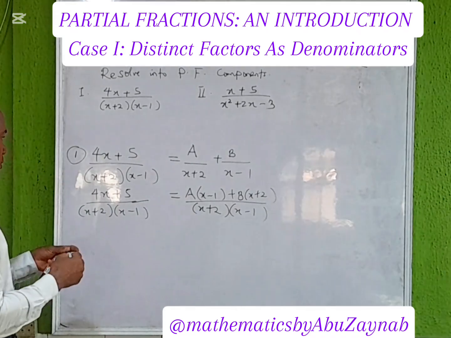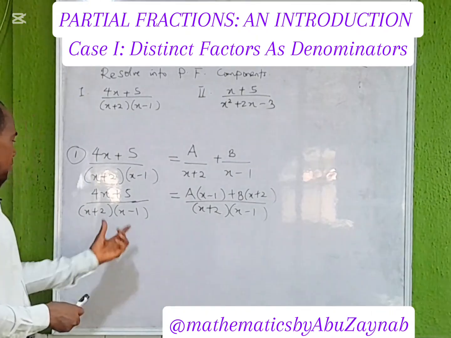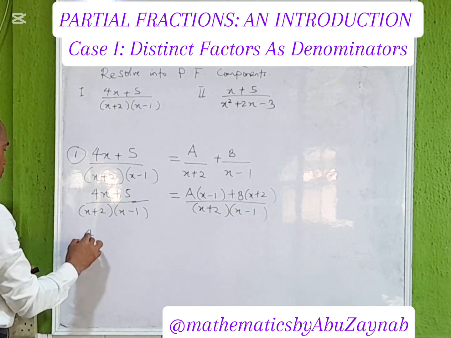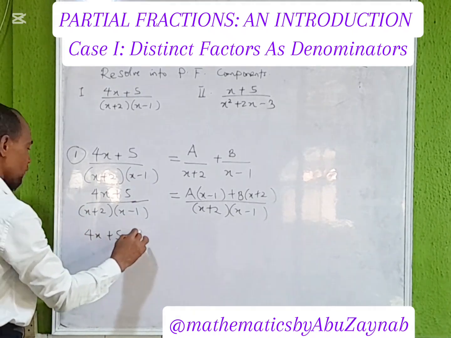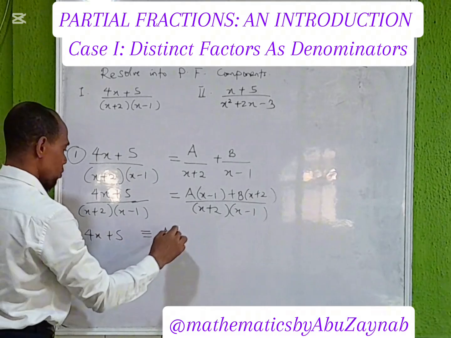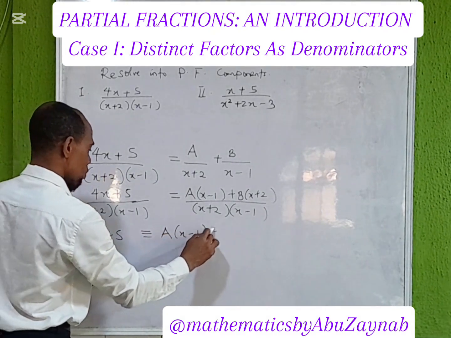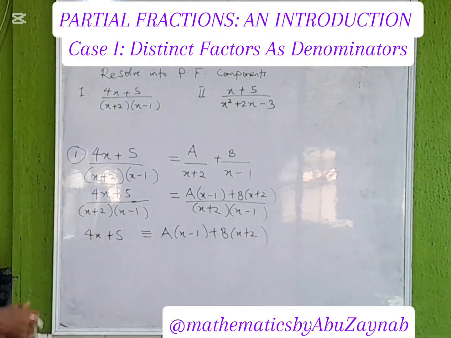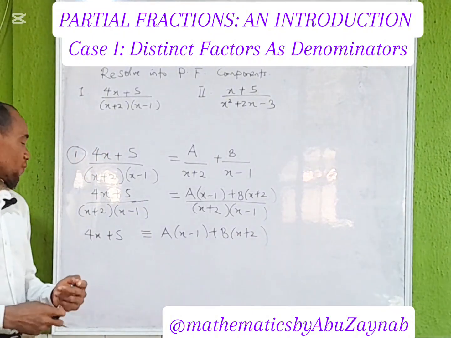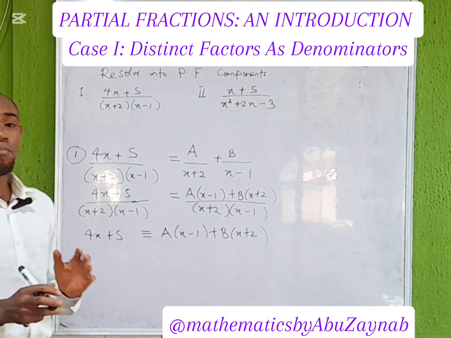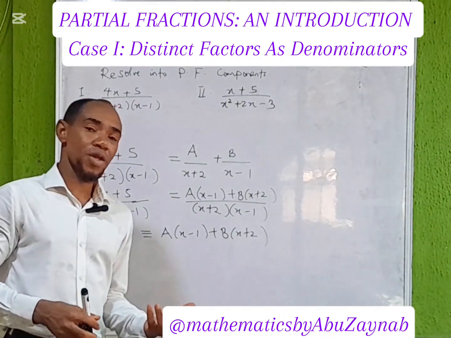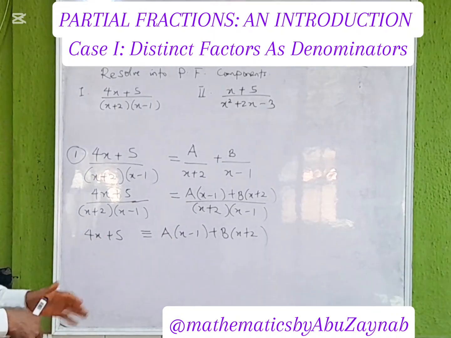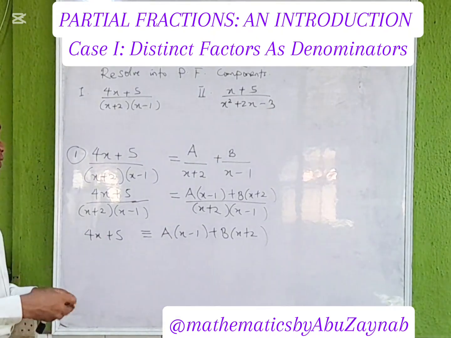If you look at both sides of the equation, we can see that the denominators are equal. So we can actually equate them and just say the numerator 4x plus 5 is equivalent to the numerator on the other side, A, x minus 1 plus B, x plus 2. Now, there are two approaches to solving it from this point. We can use what is called the cover-up method, or we use what is called comparing coefficients. But the easier one I'm going to explain for this video is cover-up. We are going to look at the other method in subsequent videos.